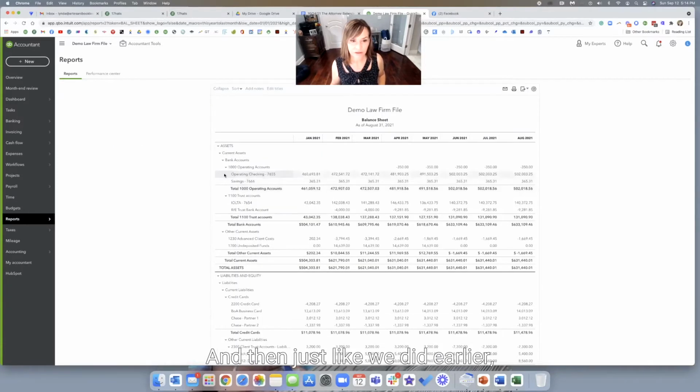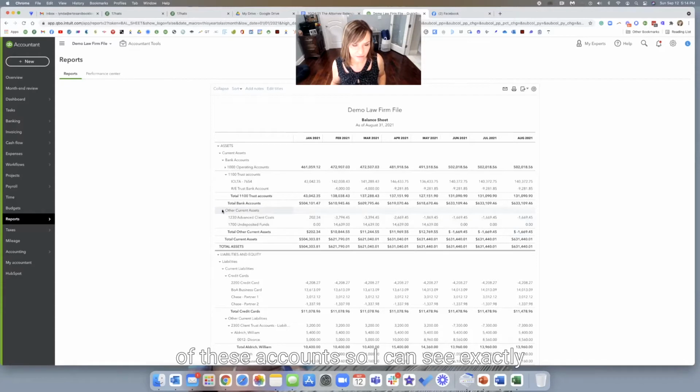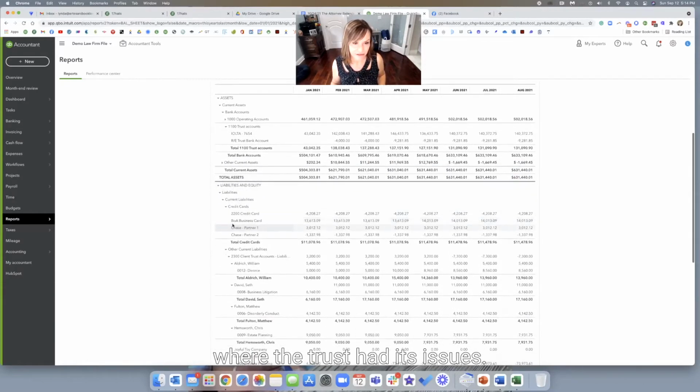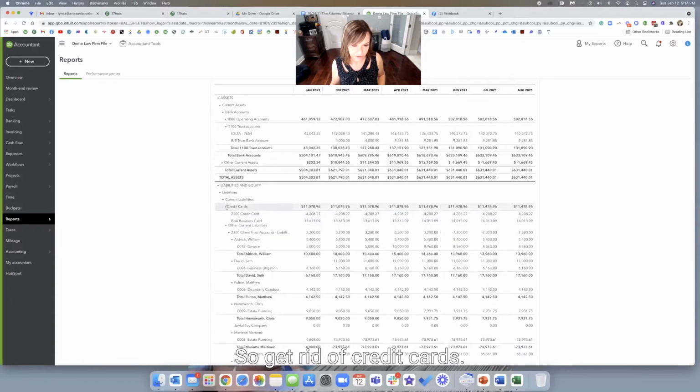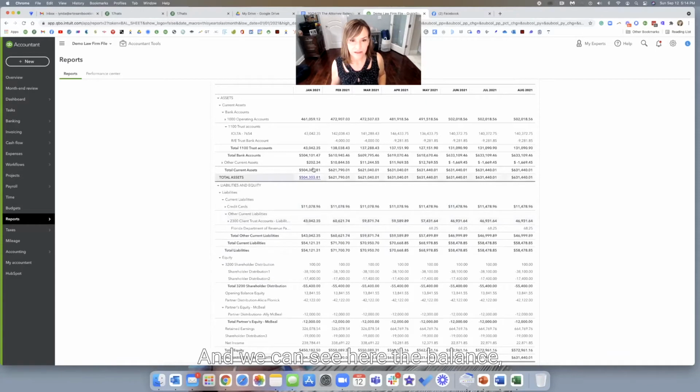And then just like we did earlier, I'm going to close down the operating, and I'm just going to close down some of these accounts so I can see exactly where the trust had its issues. So get rid of credit cards, and I'm just going to collapse the trust account here. And we can see here's the balance, $43,042, and it aligns with the balance in the trust. So beautiful. We're all lined up.